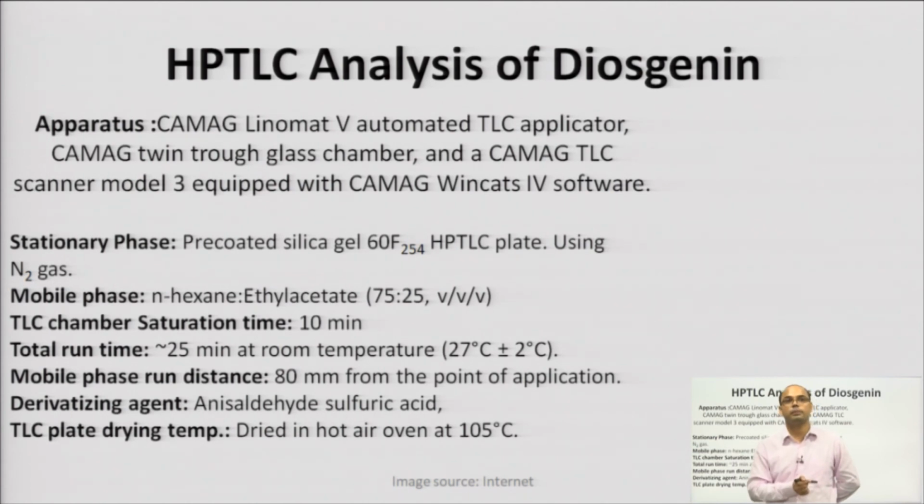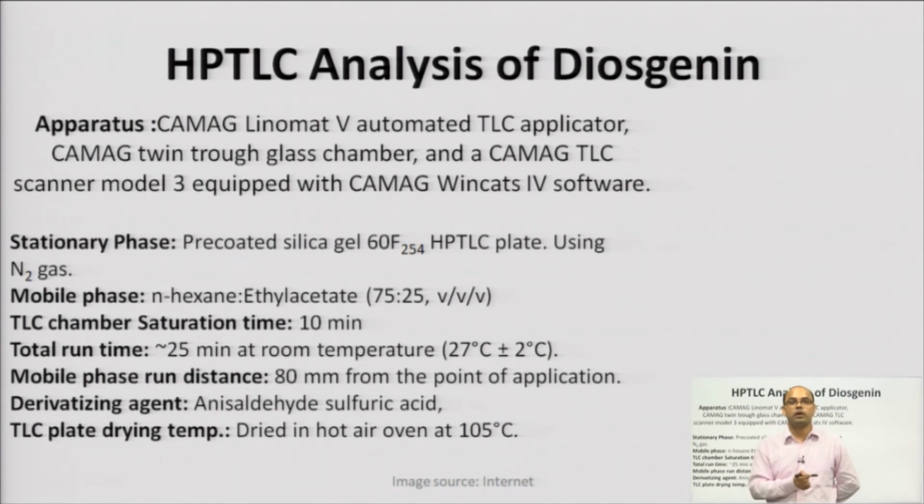Here we have used pre-coated silica gel HPTLC plates, and nitrogen gas for sample application. For the mobile phase, we have used n-hexane and ethyl acetate in a ratio of 75:25, and under these conditions we have performed our HPTLC analysis for Diosgenin. The TLC chamber was saturated for about 10 minutes. The chamber saturation is also automatic. So, there is no chance of error, because most of the things are done automatically.